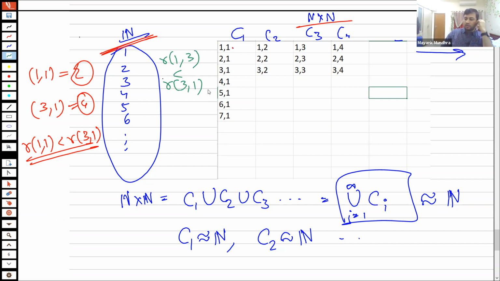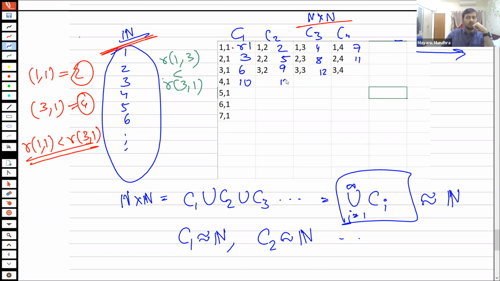Okay. So the one who has the smallest total is ranked first. If the total is the same, then the one which has the smallest first number gets a smaller rank. So by that logic, this number becomes rank 1. This number becomes rank 2. This is rank 3. Rank 4, 5, 6, 7, 8, 9, 10. And so on it will go.